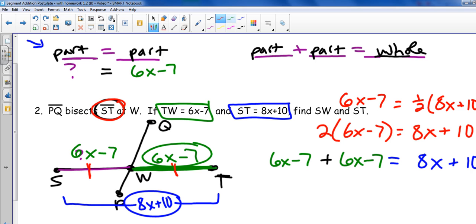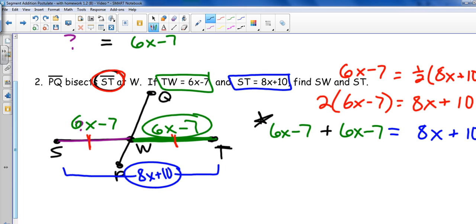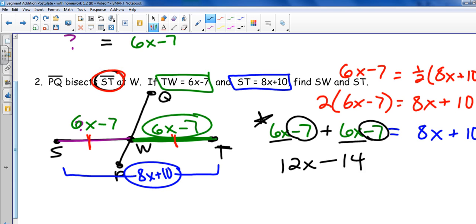I'm going to stick with the one I first wrote down, and I'm going to do the algebra to solve that. You solve your equation, and we'll see if we get the same answer. 6x plus 6x, I need to combine like terms on the left-hand side. Minus 7 minus another 7 gives me a minus 14. Keep the right-hand side the same.